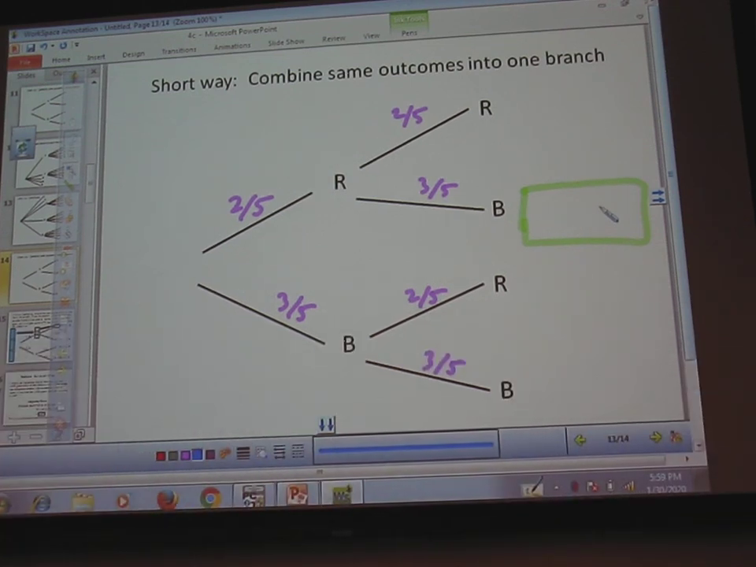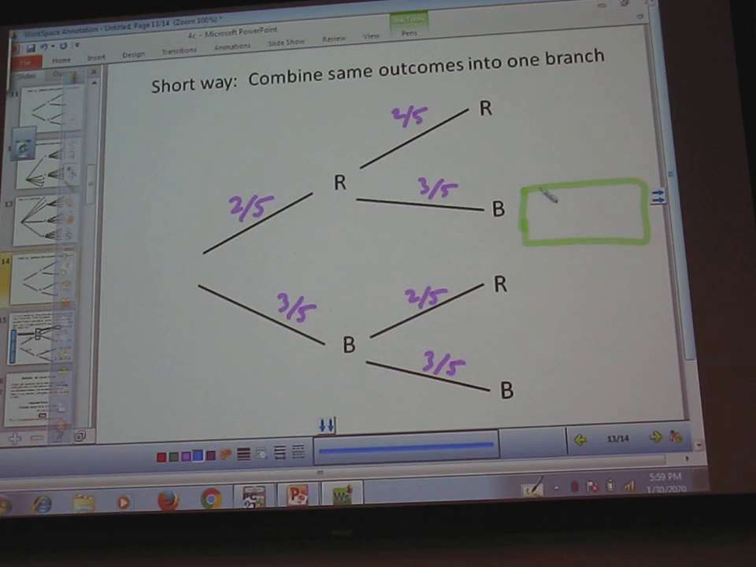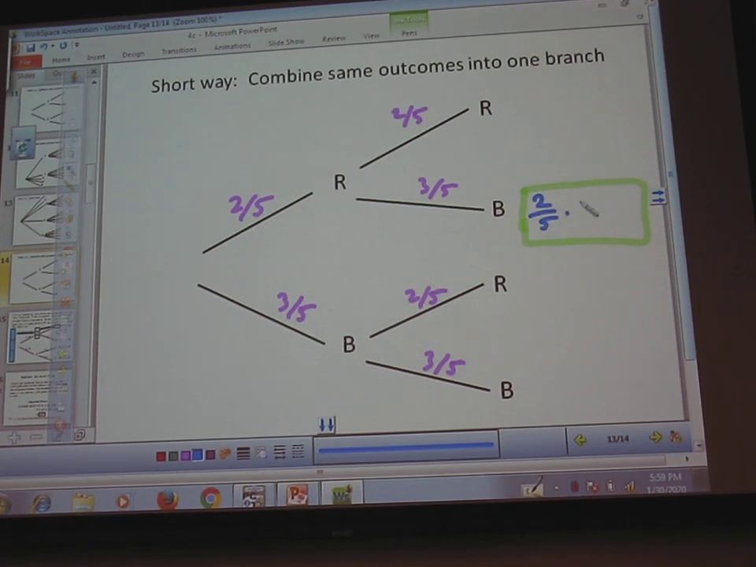So it's going to be 2/5 times 3/5. So just as a reminder, when you multiply fractions, you multiply the numerators. 2 times 3 is 6. Multiply the denominators. 5 times 5 is 25.